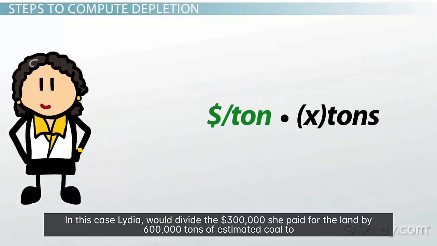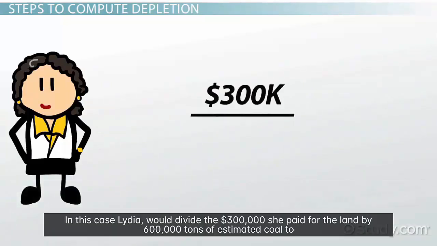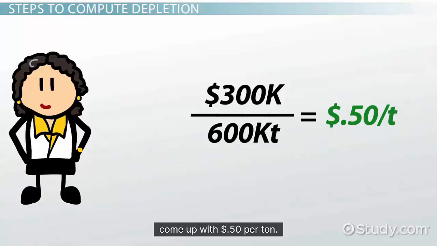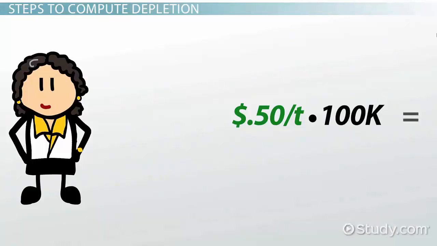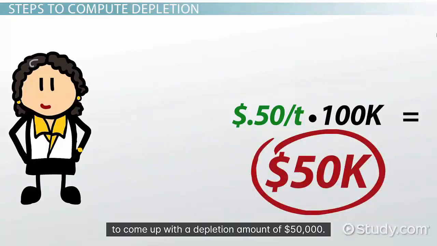In this case, Lydia would divide the $300,000 she'd paid for the land by 600,000 tons of estimated coal to come up with 50 cents per ton. She would now multiply the 50 cents per ton times the number of tons removed, 100,000, to come up with a depletion amount of $50,000.